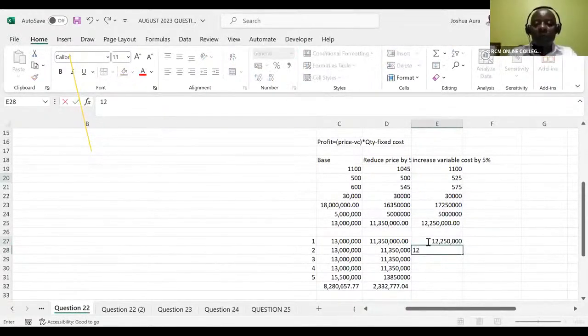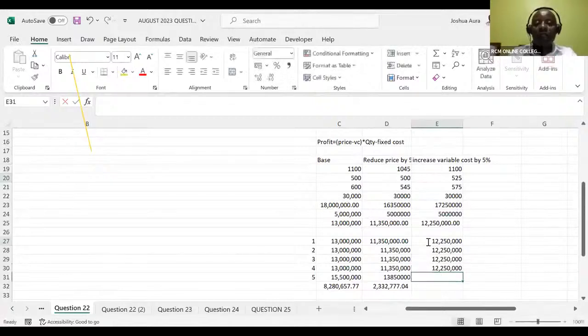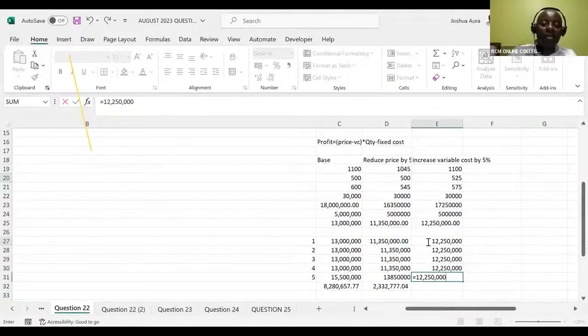So every year, because it's an annuity, I'm enjoying this 12,250,000. We have here equals 12,250,000. But now remember here, there is a scrap coming because there's a last year. So you say plus, there is a scrap coming.